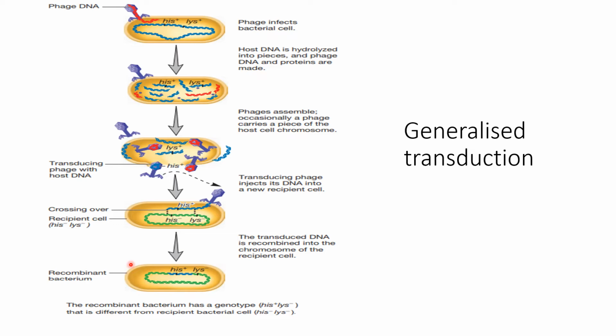But why do we call it generalized transduction? Because any of this fragment, provided it has the proper size, can enter inside the phage head. It need not have to be only his gene. Just for explanation, they have shown his gene, but any such fragment can enter inside the phage head. Since any of the fragment can enter inside, we call it generalized transduction. And please go through the previous two slides to understand it in words.